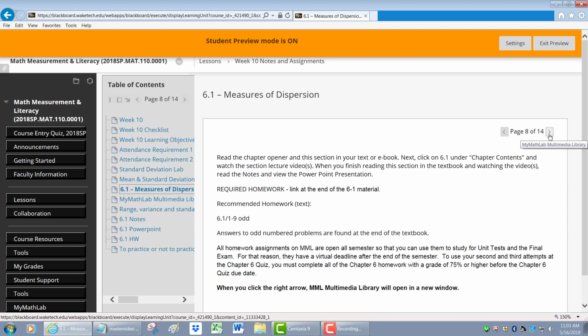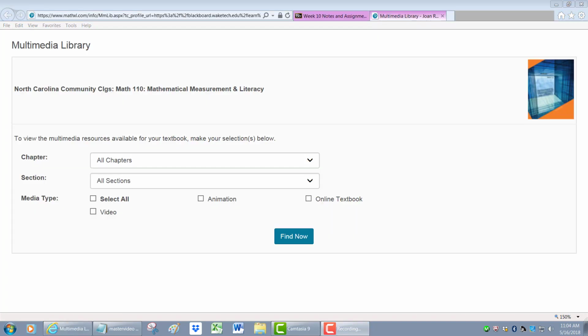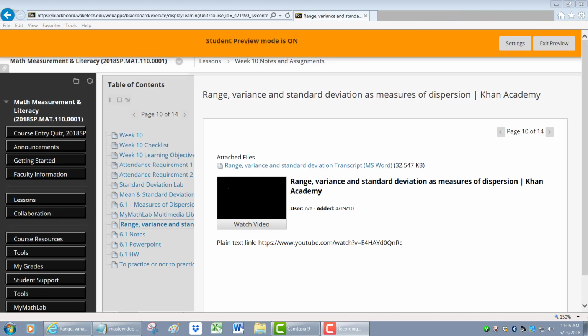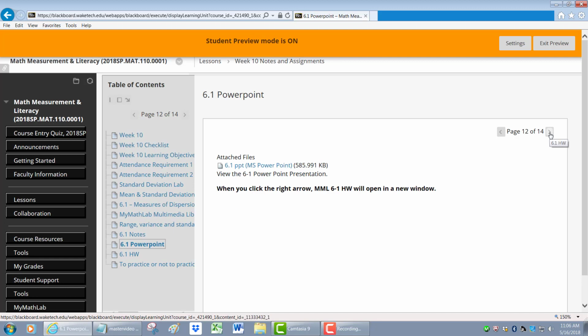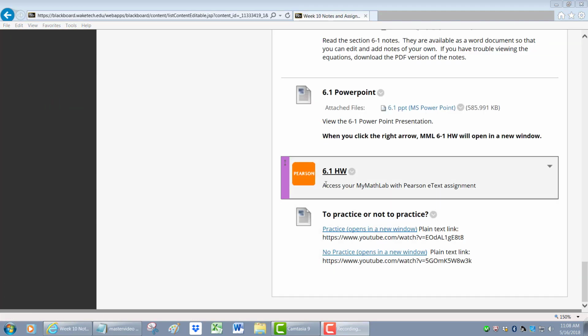Here's the instructions on learning this particular section in the book. And when they click to the next page, their ebook opens in a new window. The ebook contains many excellent videos, but in addition to those videos, there are always some extra videos that I find for them in order to enhance their learning. I also post notes in both Word form and PDF form for each section, and a PowerPoint presentation. There is also a direct link to their MyMathLab homework assignment.